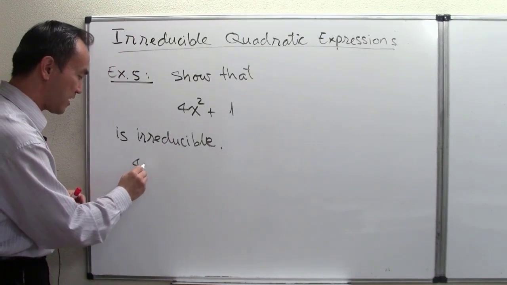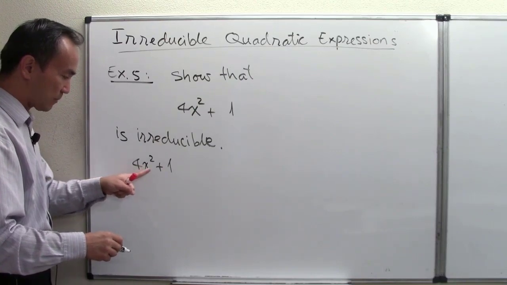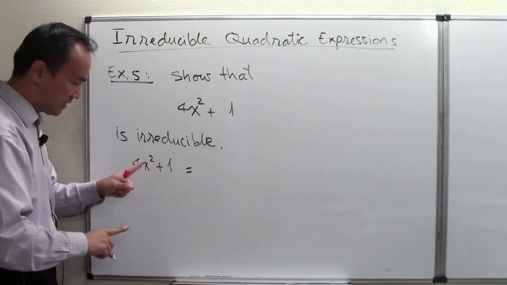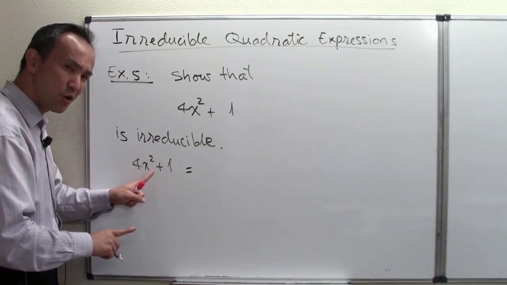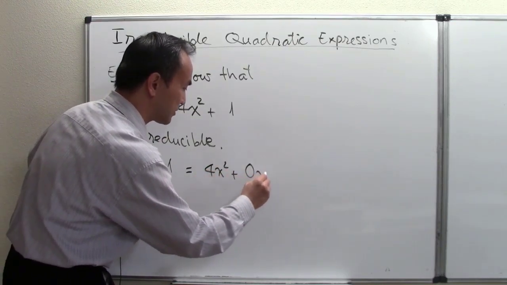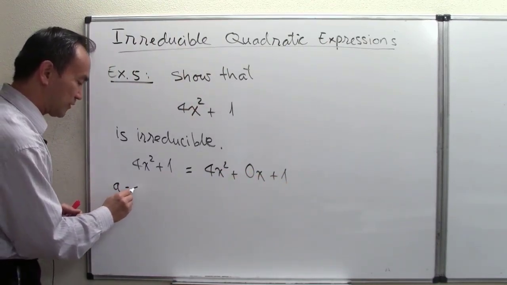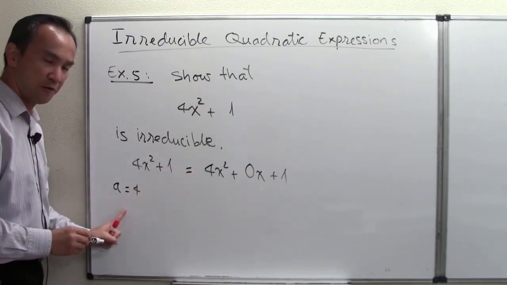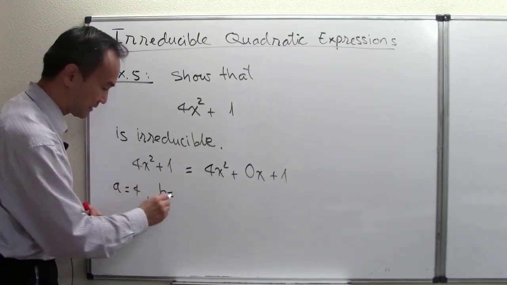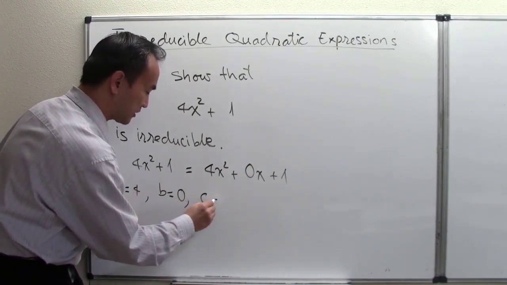So we got to nail down what a is, what b is, and what c is right from your quadratic expression. So 4x squared plus 1. Now in this one, we don't see the middle term, the x term. It means 4x squared plus 0 times x plus 1. So easily we can recognize that a equals 4, our coefficient for the square term. And then the b term is 0. That's where the 0 comes from. And then the c term is a constant, being 1.